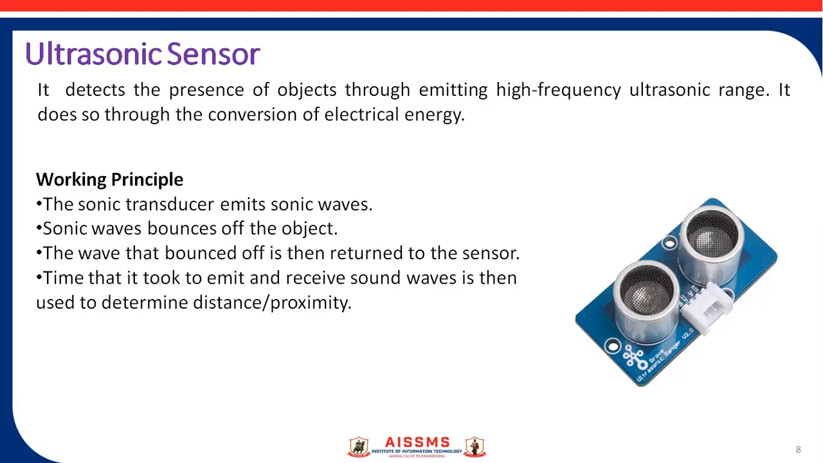Working principle: the sonic transducer emits sonic waves. Sonic waves bounce off the object. The wave that bounced off is then returned to the sensor. The time that it took to emit and receive the sound wave is then used to determine distance or proximity.